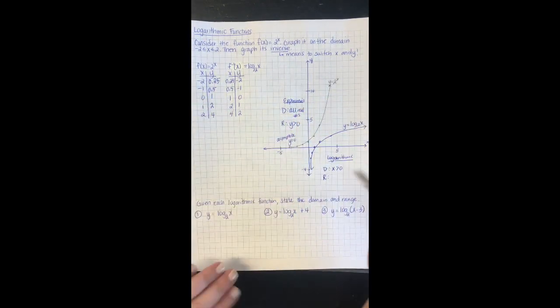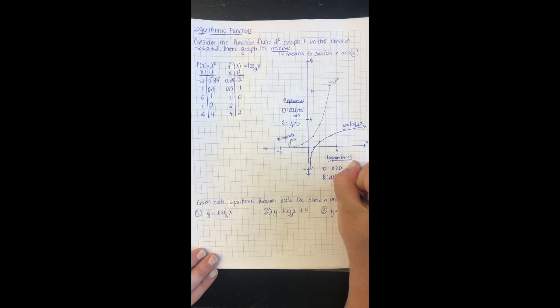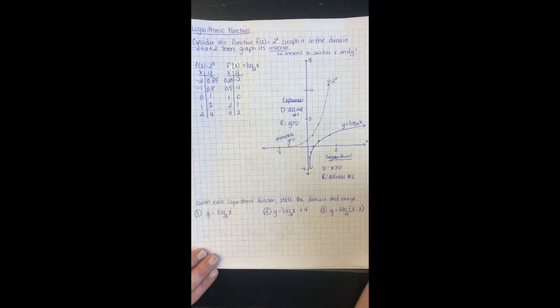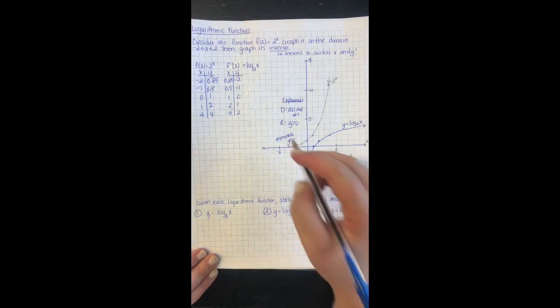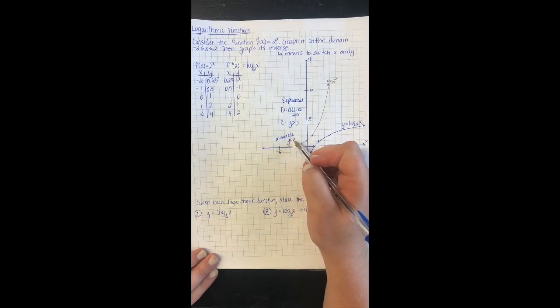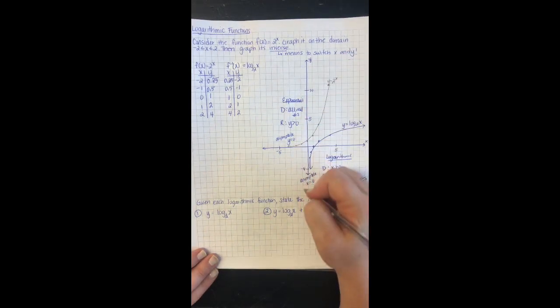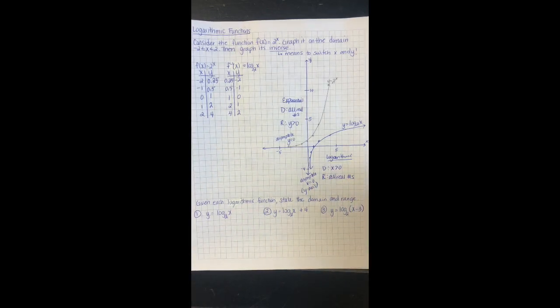The range is the opposite of the exponential. These are getting switched, so now my range is all real numbers. Does that make sense? As this goes all the way down, it goes towards negative infinity. I know this is going up slowly, but it's going up forever, so the range is all real numbers. The asymptote of the exponential was y equals 0. The asymptote of the logarithm is x equals 0, which is the y-axis. So again, everything from the exponential gets switched, x and y, to become the logarithm.